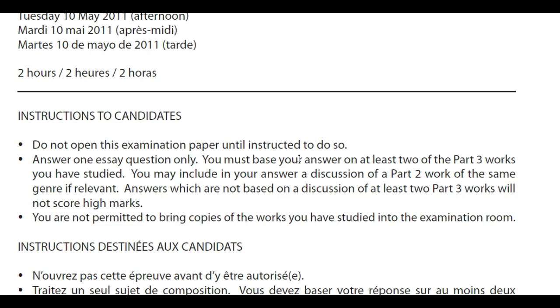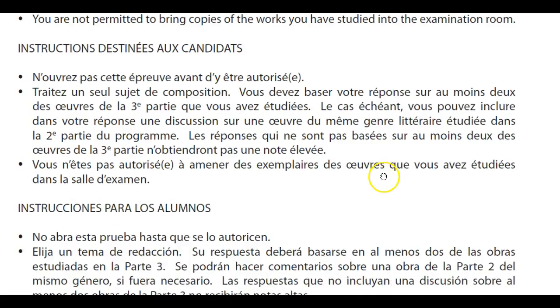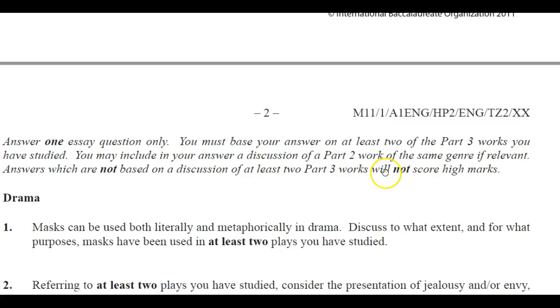Answers which are not based on a discussion of at least 2 Part 3 works will not score high marks. So if you don't talk about at least 2 of The Crucible, Broken Calabash, Blood Relations, or Othello, then you're not going to be able to receive high scores on your exam. The last part of the directions says that you're not allowed to bring copies of the works you've studied. So this is all from your memory, from what you recall. I'm going to go ahead and scroll through the rest of the exam booklet. Those are just the directions in the other languages.